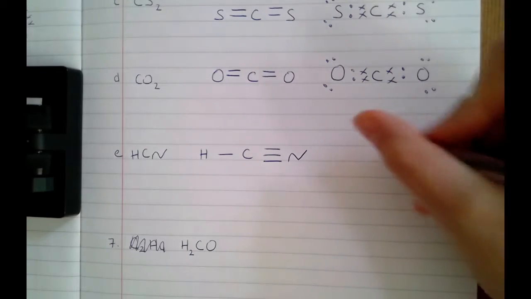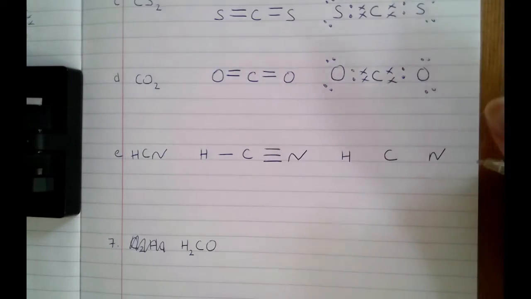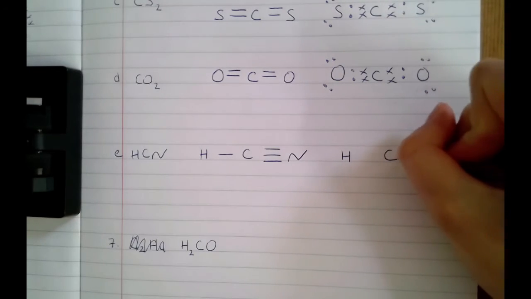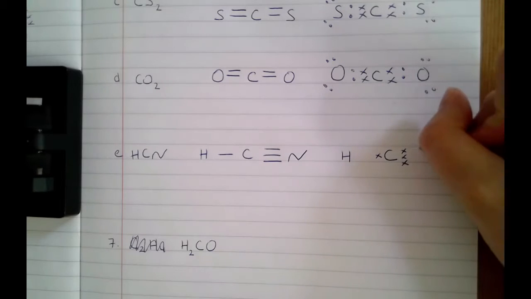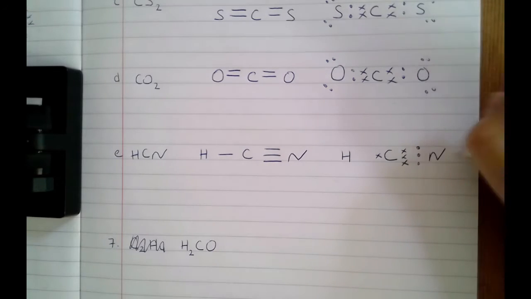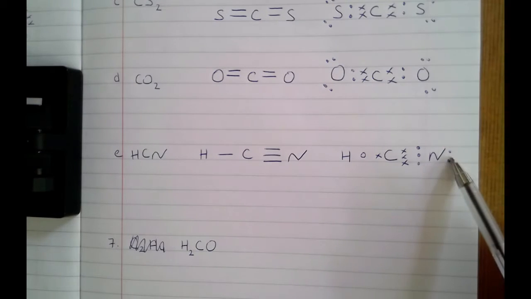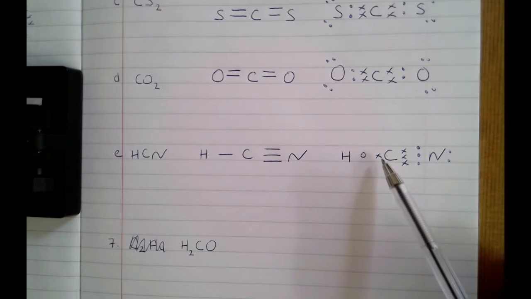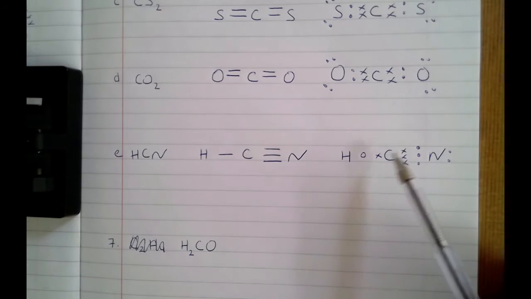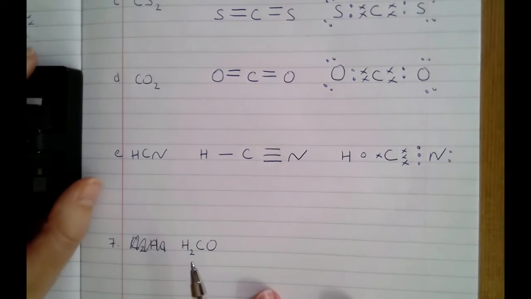So for your dot and cross, I've got 3 elements this time, so I'm going to use different symbols. I'm going to use crosses for carbon, dots for nitrogen, and an open circle for hydrogen. So I've drawn nitrogen's 5 electrons, 3 involved in bonding, 2 not. Carbon's 4 electrons, all 4 are involved in bonding, and hydrogen's 1 electron is involved in bonding.